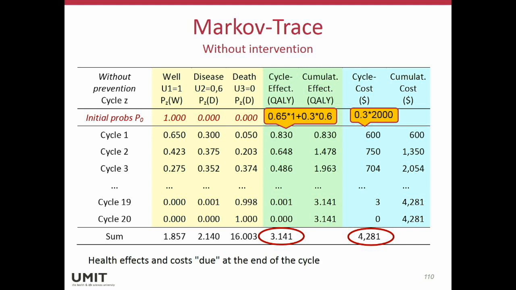Questions so far? The 0.3 in the line for cycle 1. So the question is, in cycle 1, we see the distribution of our population among the health states, well, disease, and dead. And the question now was, why is it 0.3? Wait a bit. Could you say this again?